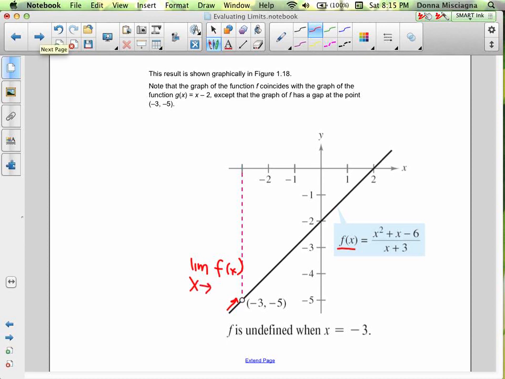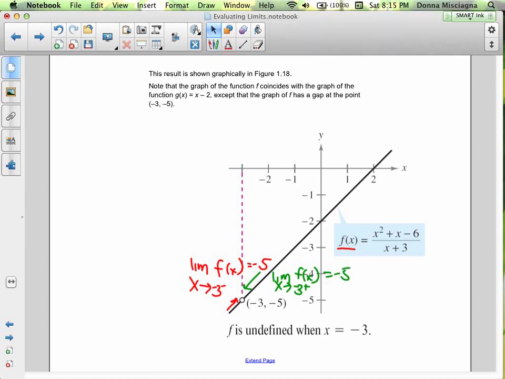So the limit of f of x as x approaches negative 3 from the left-hand side is negative 5. And if we look from the right-hand side, the limit of f of x as x approaches negative 3 from the positive side is also negative 5. So our left-hand and right-hand limits agree. Therefore, the limit exists. It doesn't matter that there's a hole, because we're approaching the same value. And the limit is not about what the function equals, it's about what the function approaches.